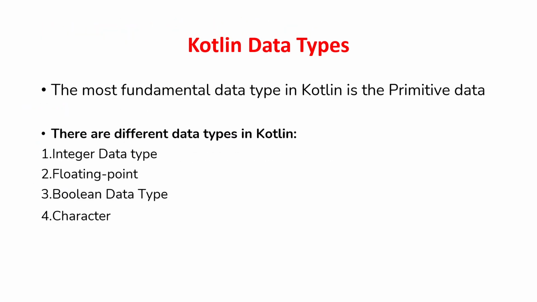Now we move to the Kotlin data types. The most fundamental data type in Kotlin is the primitive data type. There are the following types of primitive data types in Kotlin. First one is the integer data type, the second one is floating point, the third one is the boolean data type, and the fourth one is character. Let's talk about each one in detail.